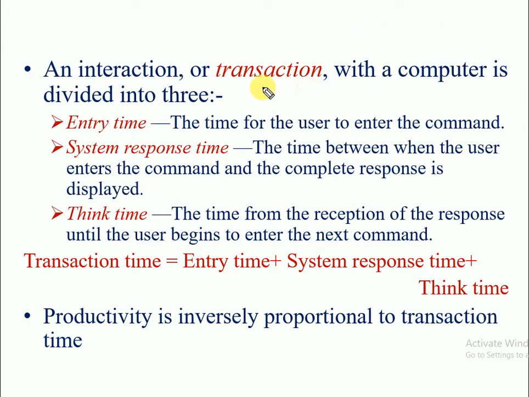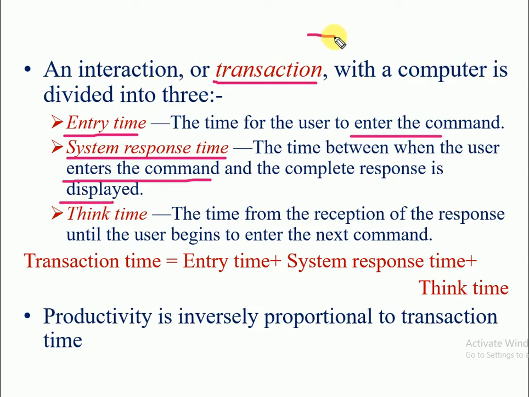Now an interaction or transaction with a computer is divided into three parts. One is the entry time, the time for the user to enter the command, the time taken for giving the request. Then the system response time is the time between when the user enters the command and the complete response is displayed. So the time taken for entering the command, then the time taken for getting the complete response, is the entire system response time.